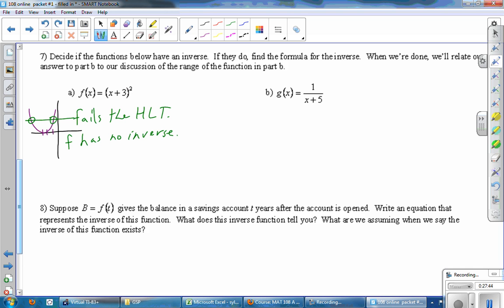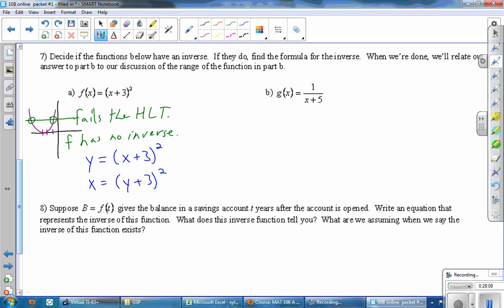So here's the procedure. You've hopefully seen it before. Instead of f of x, we'll just call it y. Next step in the procedure is to interchange the x's and the y's. Swap them. And then the hard part of this procedure is to solve for y. So we're going to try to solve this equation for y.